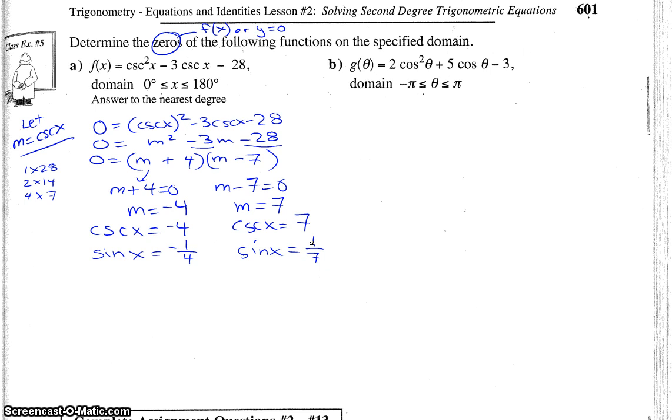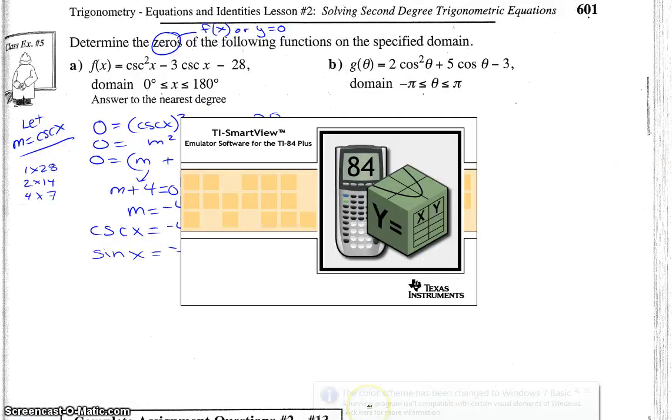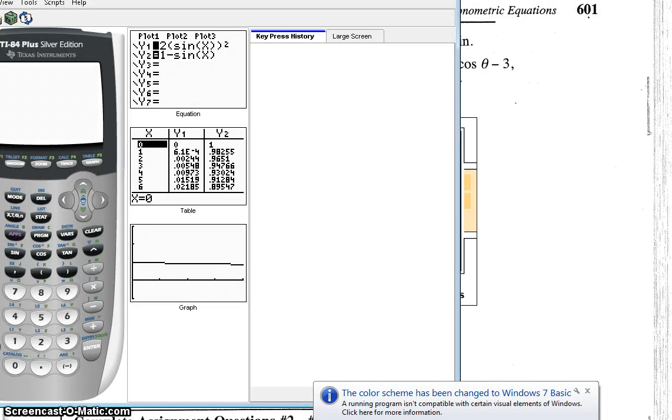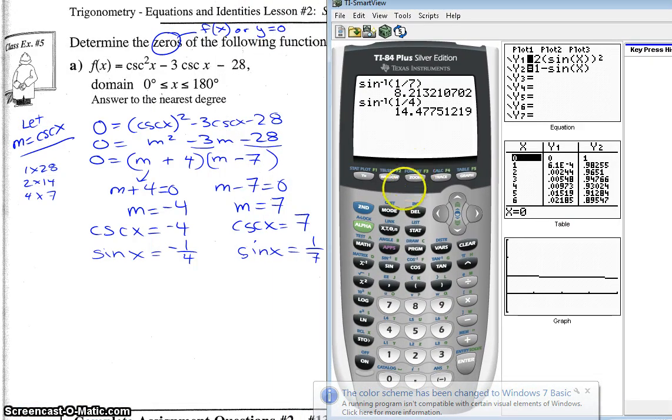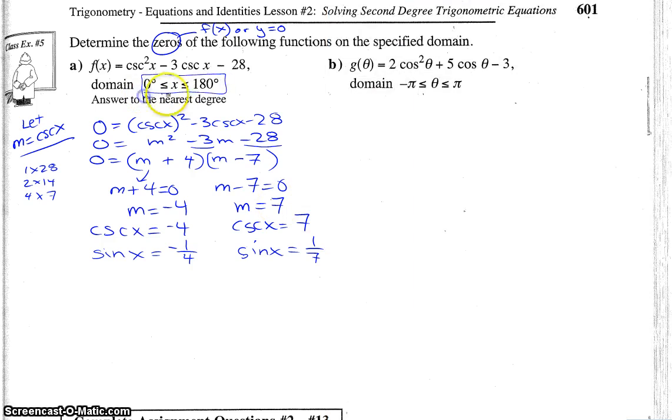And there we go. Those do not look like exact value coordinates on the unit circle, so we're going to need to bring up the calculator and we'll calculate what this would be. Okay, let's do that. Oh, look at that, it's already there on the calculator. So we have the inverse, what mode should we be in? Check your domain. So it looks like we should be in degree mode, and they want it to the nearest degree.